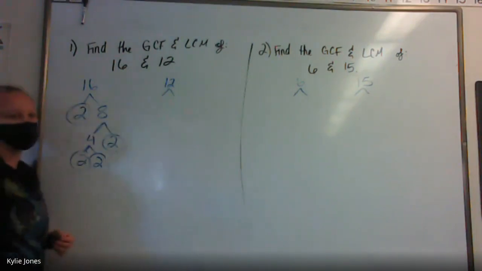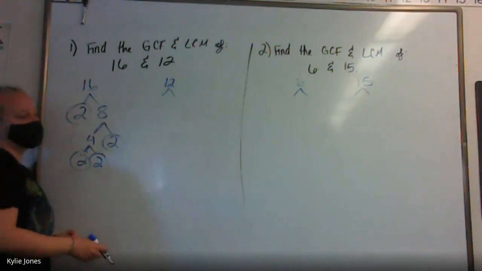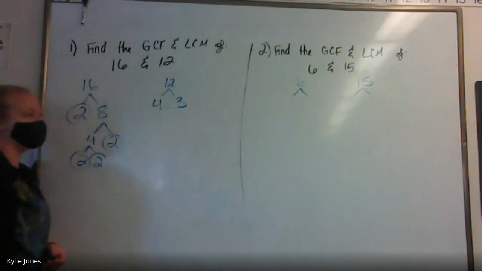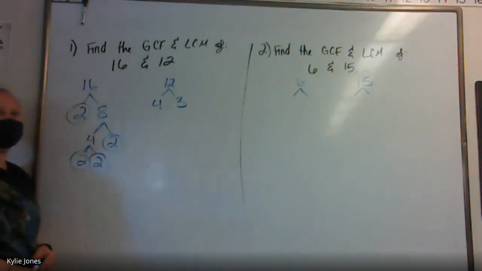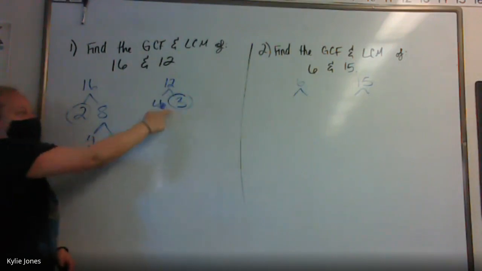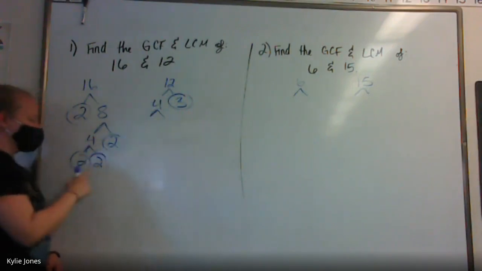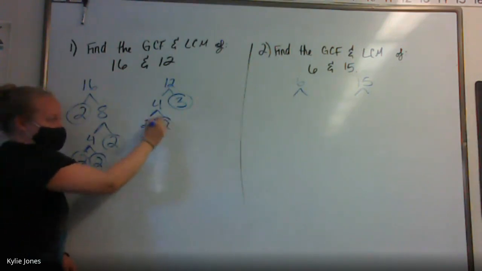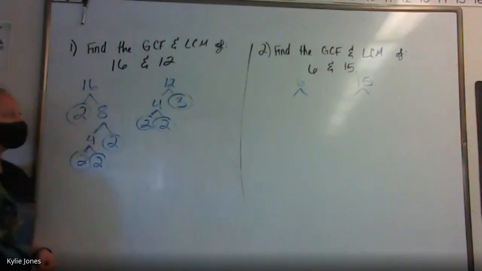Let's do it with 12. What multiplies to 12? 4 times 3. Are either of those prime numbers? 3 is. The only numbers that multiply to 3 are 1 and 3. We know that 4 is not, because it's 2 times 2. And we can circle that as well.